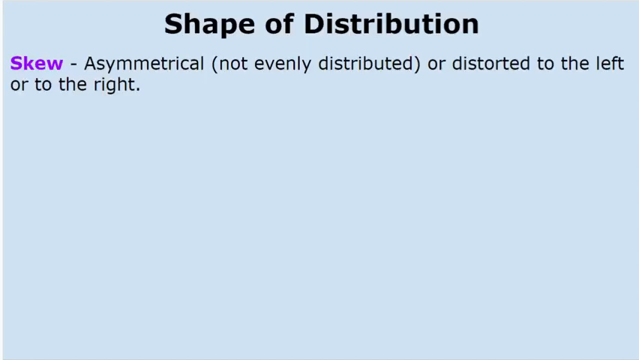Our second term is called skew. This suggests it's asymmetrical. In other words, it's not evenly distributed, or the information or data is distorted to the left or to the right.